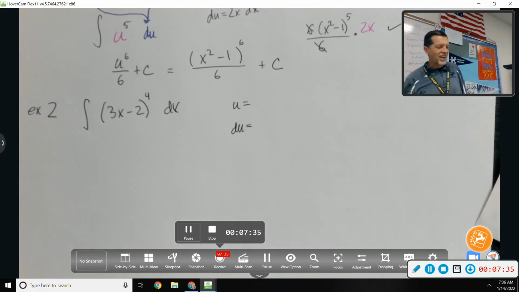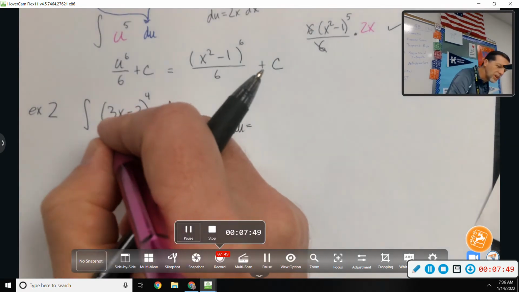Because there's not a du really that's in there. If you had to guess, any guesses on what you think u should be? It's not going to be the exponent, it's going to be this stuff.